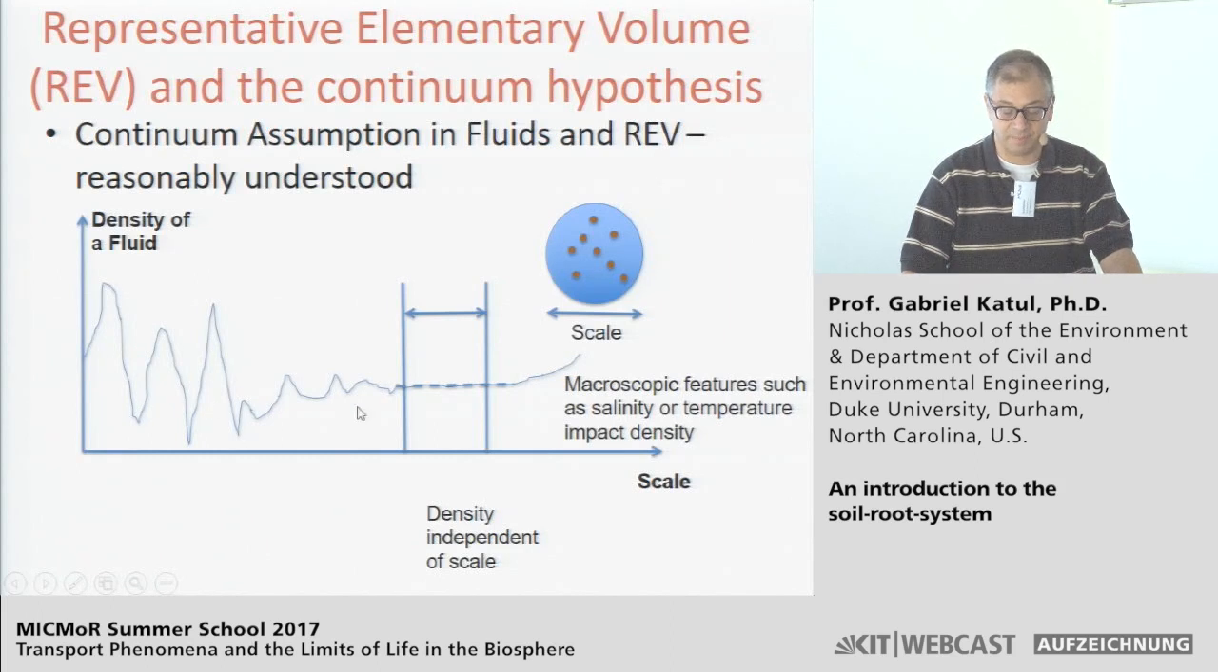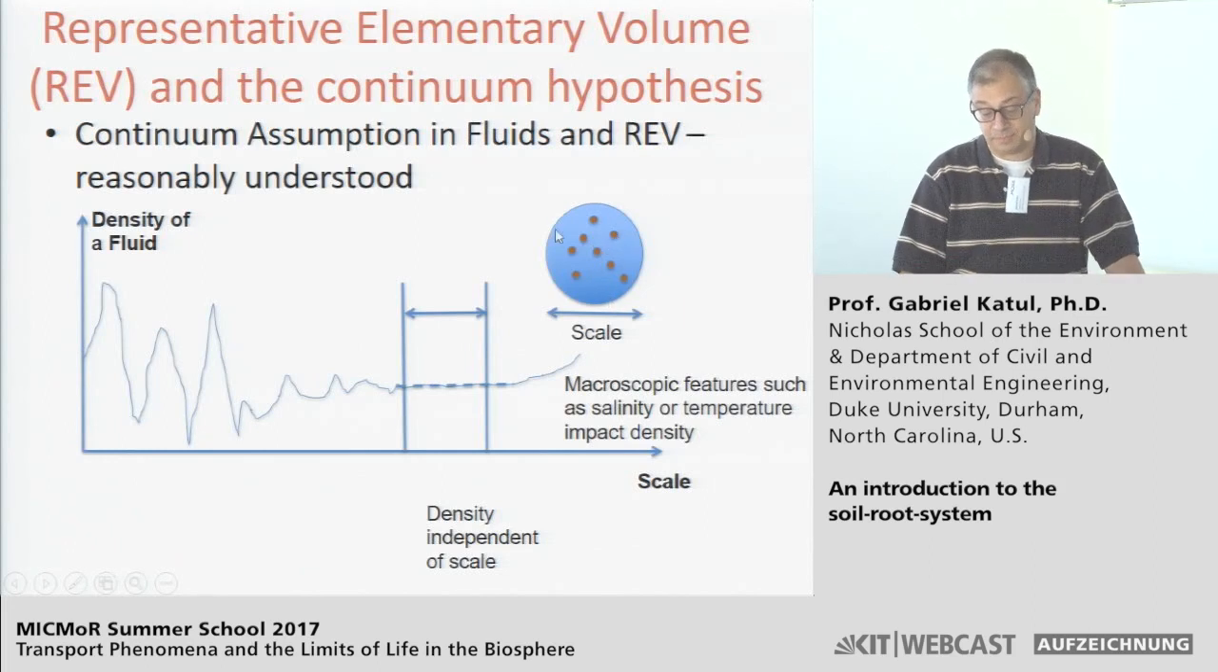So the density becomes less and less oscillatory, because now whether you include one particle or not makes less of a difference. Okay? And then after a while, you reach a certain scale where you have enough particles. And if you increase the scale, you're adding only a proportionate number of particles. So the density of the system becomes almost independent of scale.